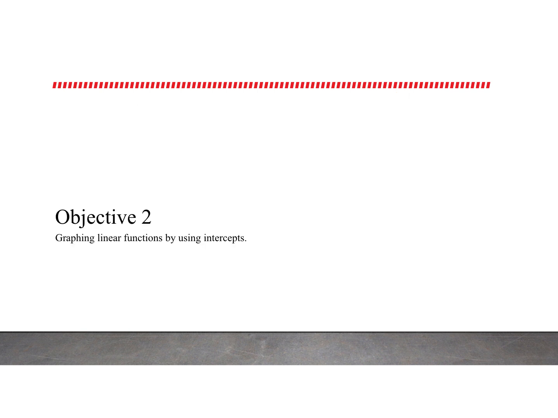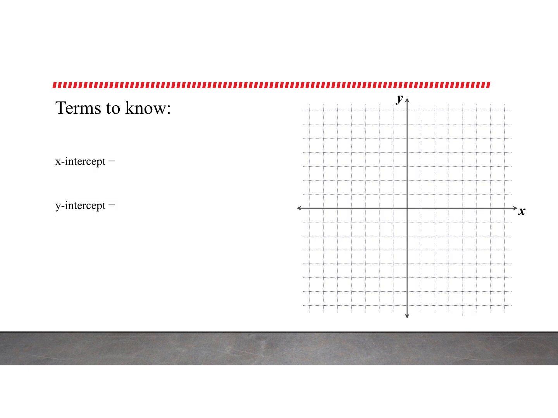So let's look a little bit more at these intercepts. Objective 2, we're going to graph linear functions by using our intercepts instead of using a t-chart. So just to define what we know here, our x-intercepts are when we are crossing our x-axis, so any point along this line. And then our y-intercepts are when we are crossing our y-axis along this line.